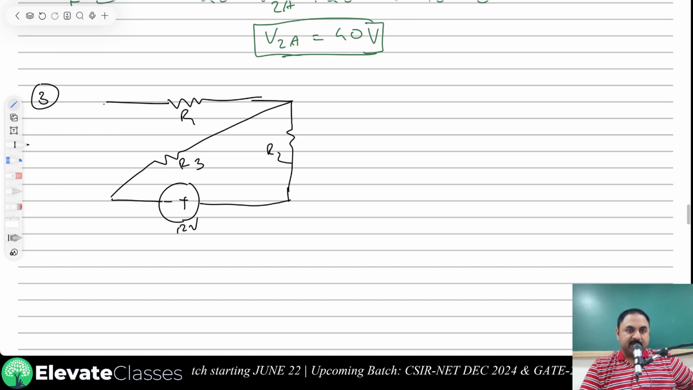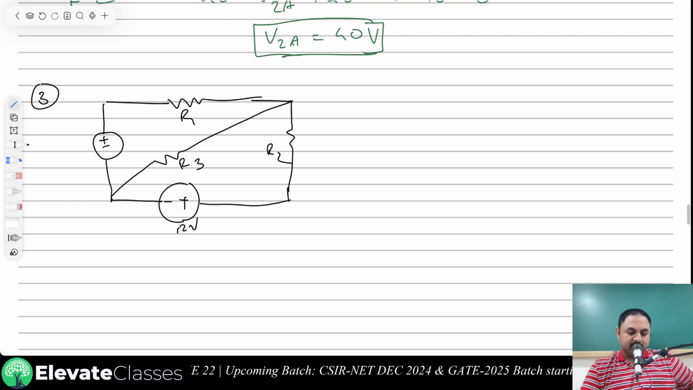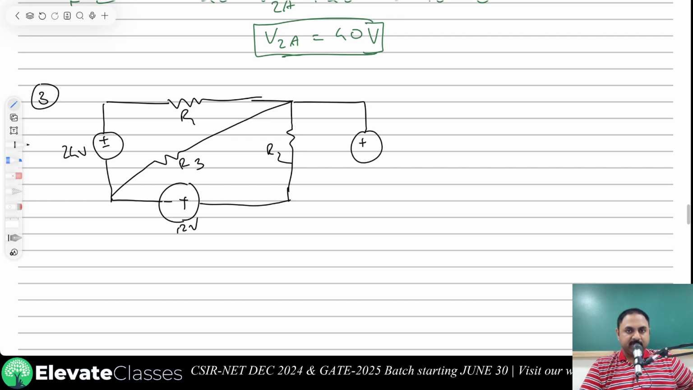R3. There is another constant voltage source over here. Plus, minus. This is 24 volts. And one more constant voltage source. Plus, minus. This is 10 volts. This is the given circuit.